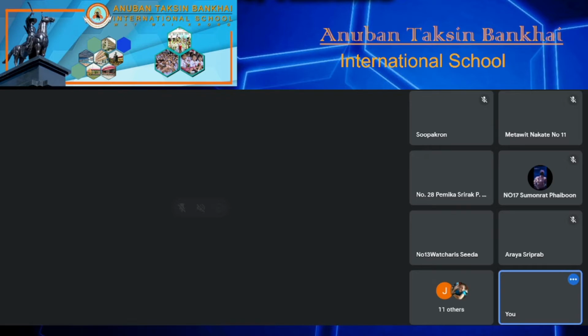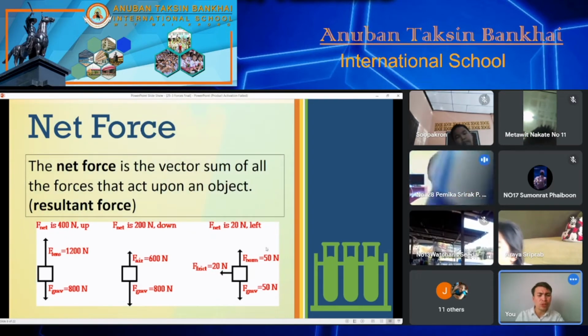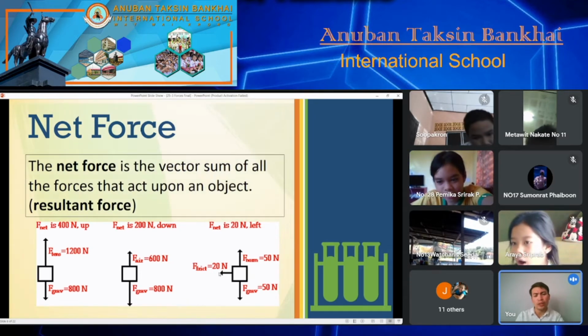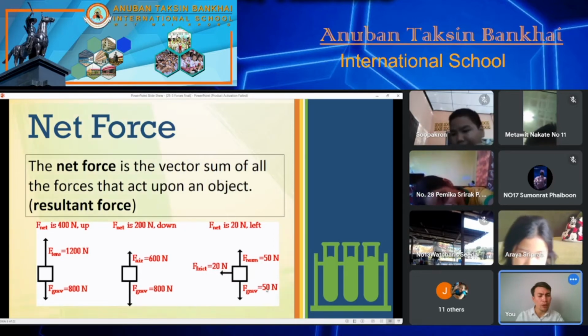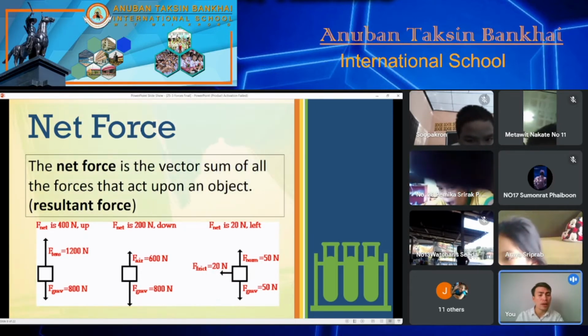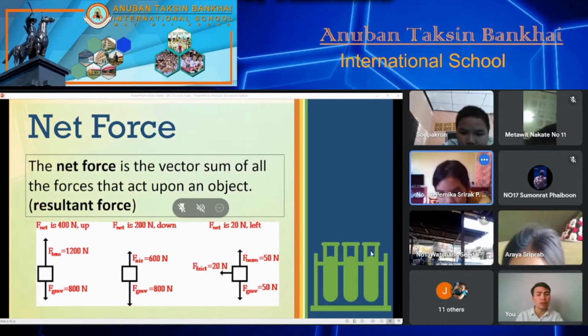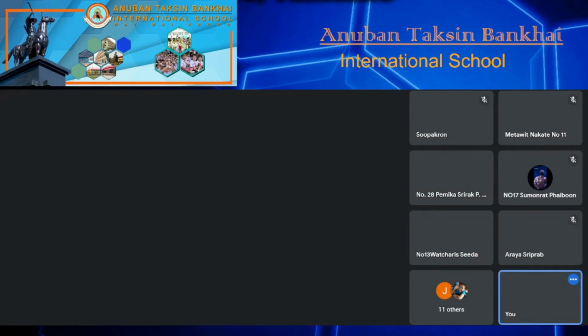What about the third example, number 3? We see here that there is 50 newton up, 50 newton down, and 20 newton to the left. So 50 minus 50 equals how much? 0, right? Now, there is still 20 newton to the left. So, the net force is 20 newton to the left. Very good. That is how you add or subtract the net force. If it is the same direction, plus. If it is opposite, minus.